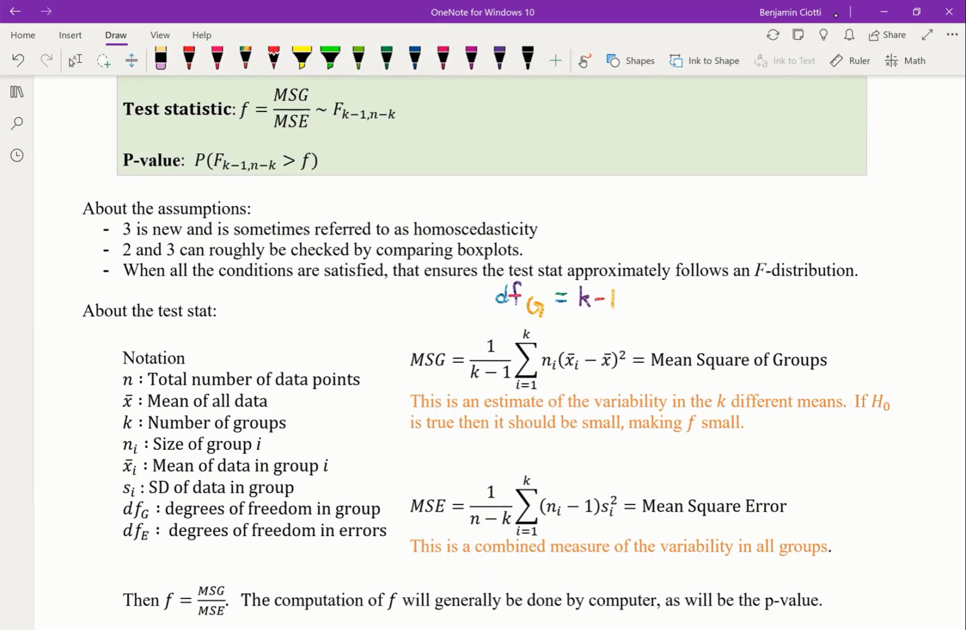The denominator of our test statistic is the mean square error. Here's a formula for the mean square error. You add up the sum of the variances of each of the groups, multiplied by n sub i minus 1, which actually cancels the denominator in the variance term, by the way. So it's basically adding up a whole bunch of squares of the individual values in each group from the center of each group. And then the mean part means dividing by the number of degrees of freedom in all the squares. So this n minus k right here is what we would call the degrees of freedom of the errors.